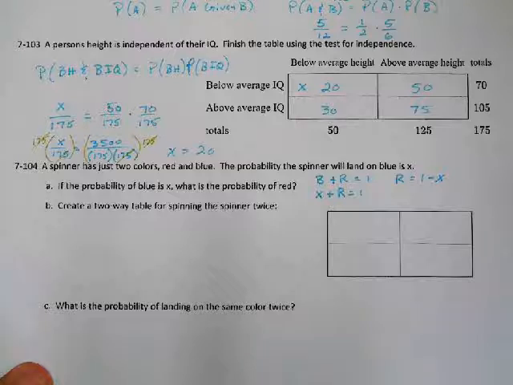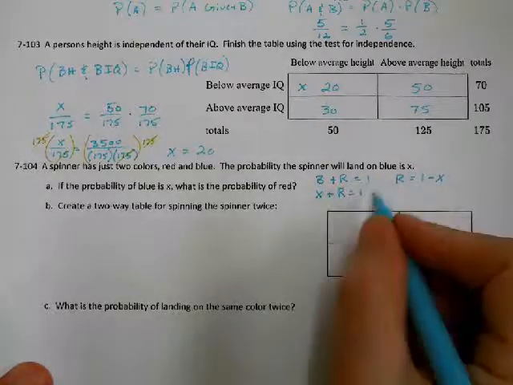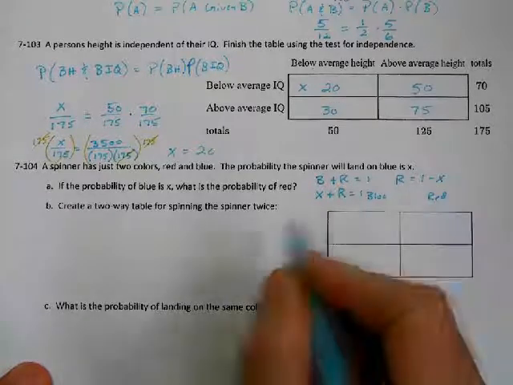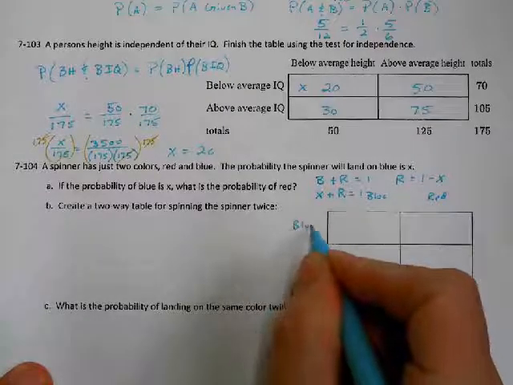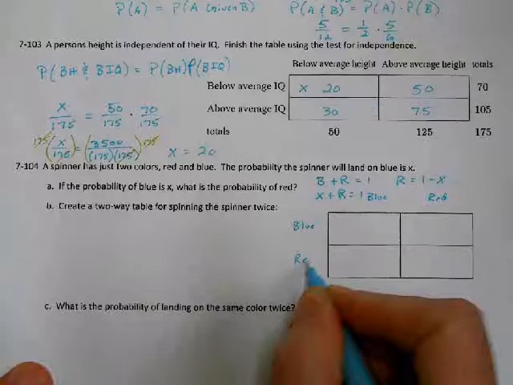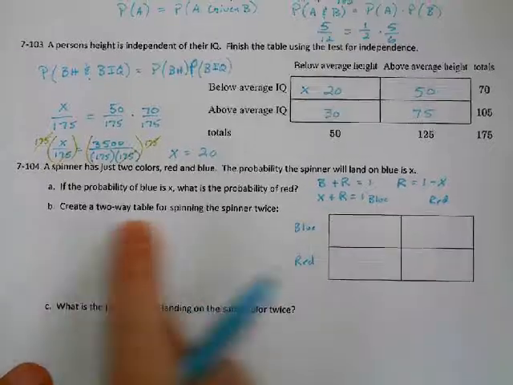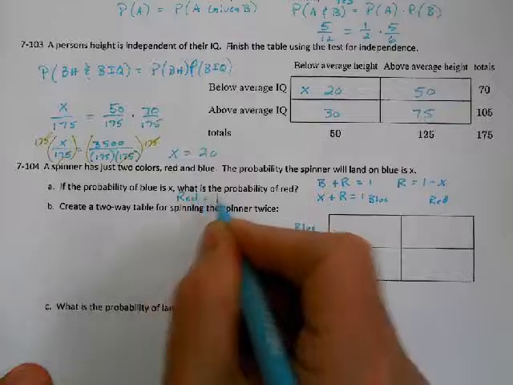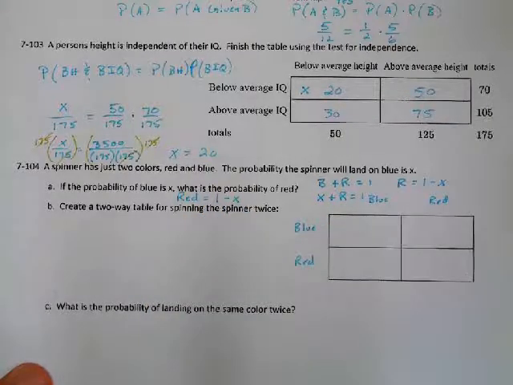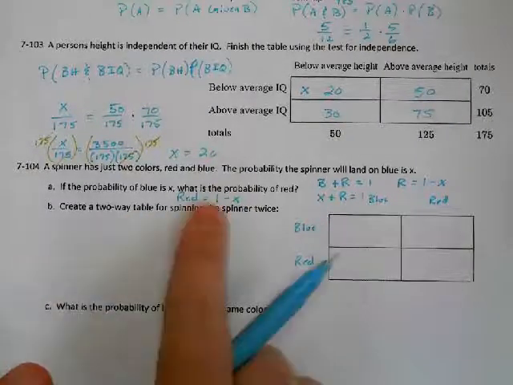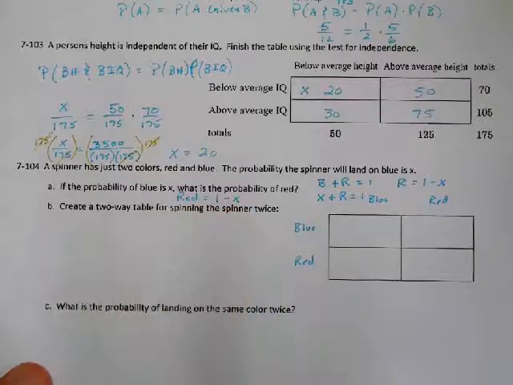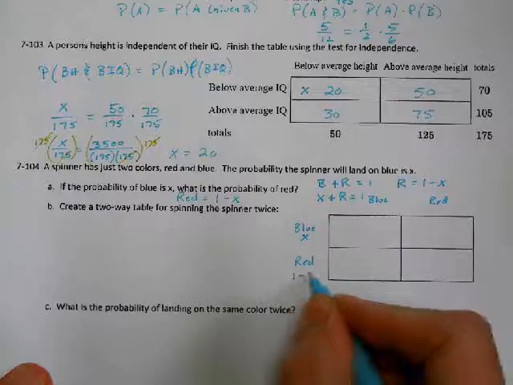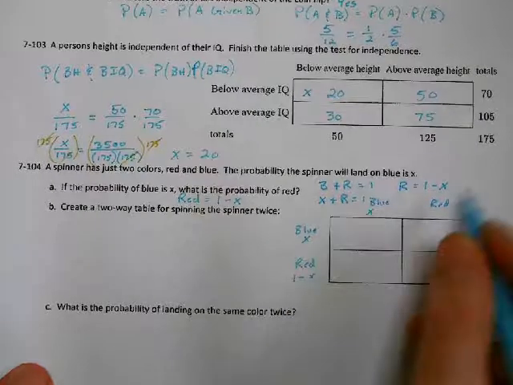All right, so we've got blue, red, blue, red. We just said that red was 1 minus X because they have to add up to 100%. So this is 100% minus whatever blue is. Okay, and we said that blue is X and red is 1 minus X. Blue is X, and this is 1 minus X.